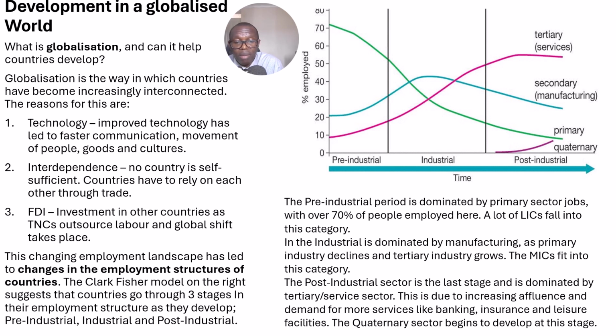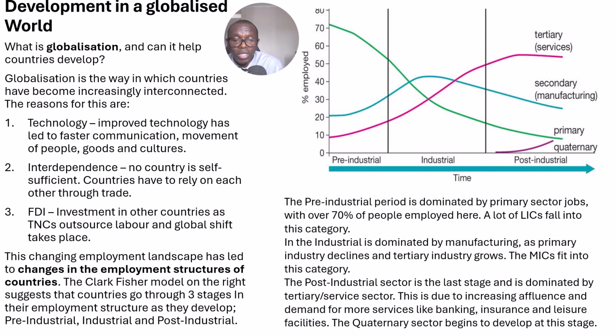So these big companies normally invest in other countries, and that has been mostly as a result of outsourcing labor, or finding countries where the labor cost is lower and setting up manufacturing plants in those countries. So that is a form of investment, and that investment obviously has led to a more globalized world. So this changing employment landscape as a result of TNC investment and globalization has then led to changes in the employment structures of countries.